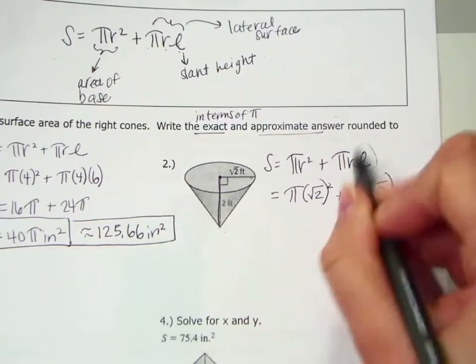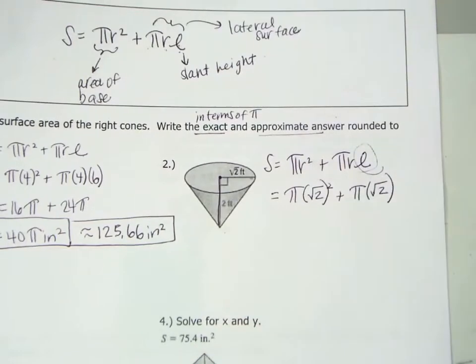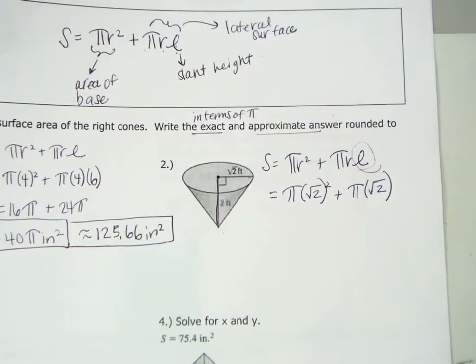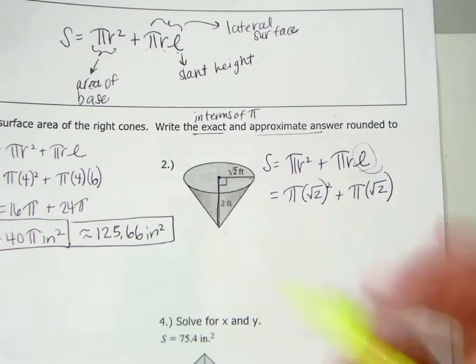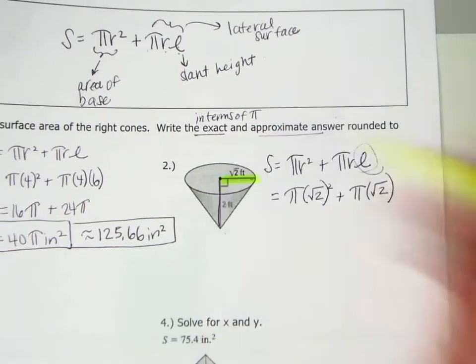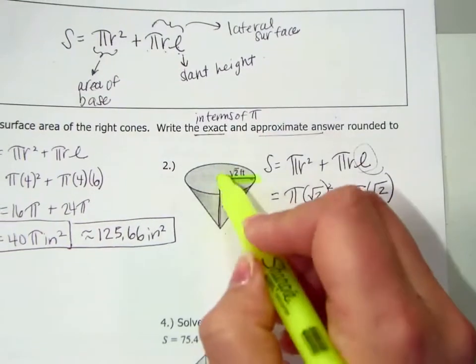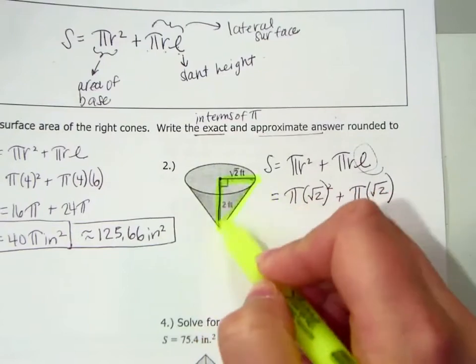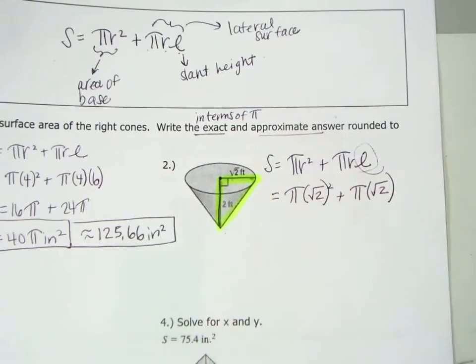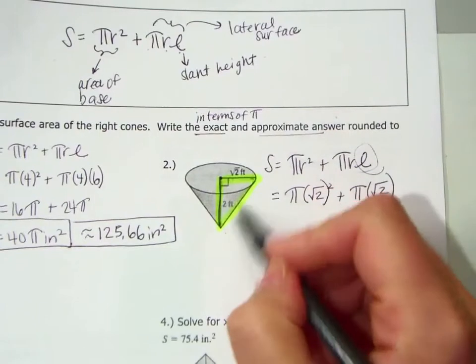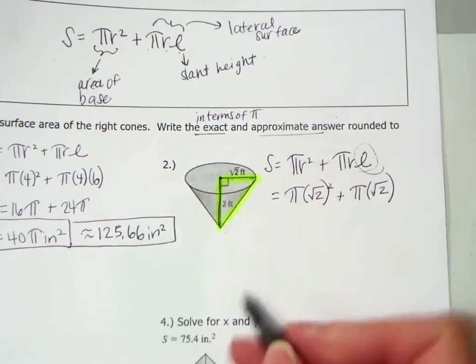But what we need to find again is that slant height. Now, if you really look at what you have here, you have the radius of the base, you have the height of the cone. If we're looking for slant height, what we have here is a little right triangle. So the way that we can find that slant height is by using the Pythagorean theorem.